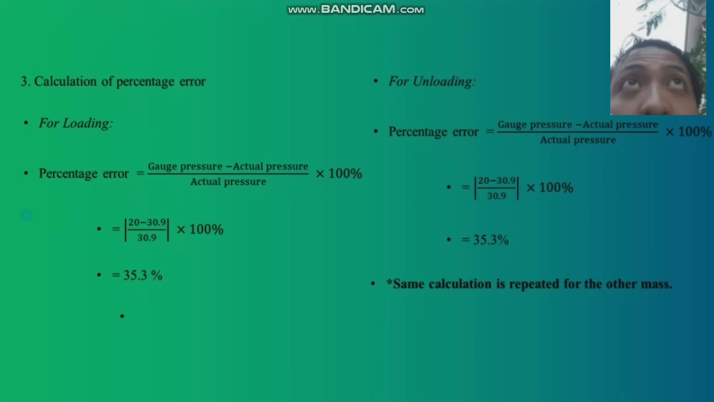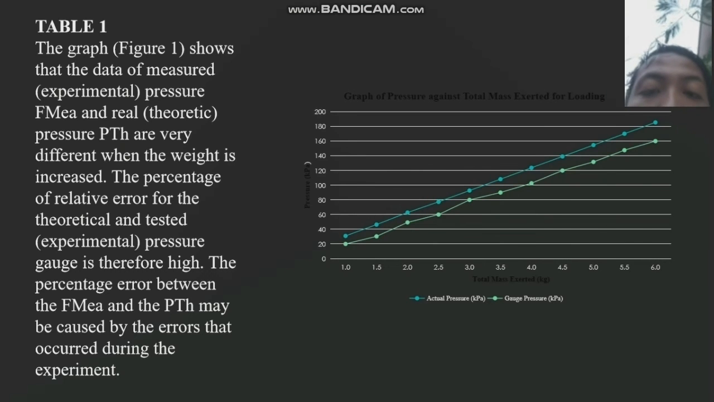So we go to the calculation of percentage error for loading. Percentage error, the formula is gauge pressure minus actual pressure, divided by actual pressure, times 100. So we get 35.3. For unloading, same formula, we get 35.3. The same calculation is repeated for the other masses. So this is Table 1. We can see this is Table 1.